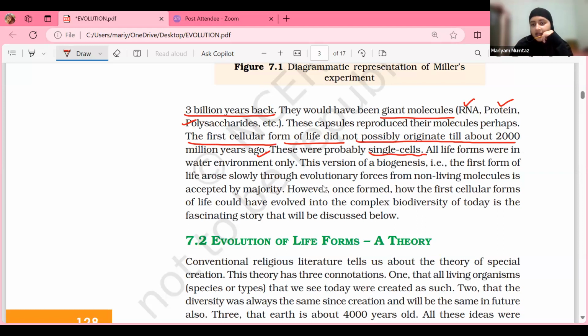This version of biogenesis, meaning that life arose slowly through evolutionary forces from non-living molecules, is accepted by the majority. Ultimately, chemical evolution and biogenesis is accepted by everyone. So this whole thing is clear.